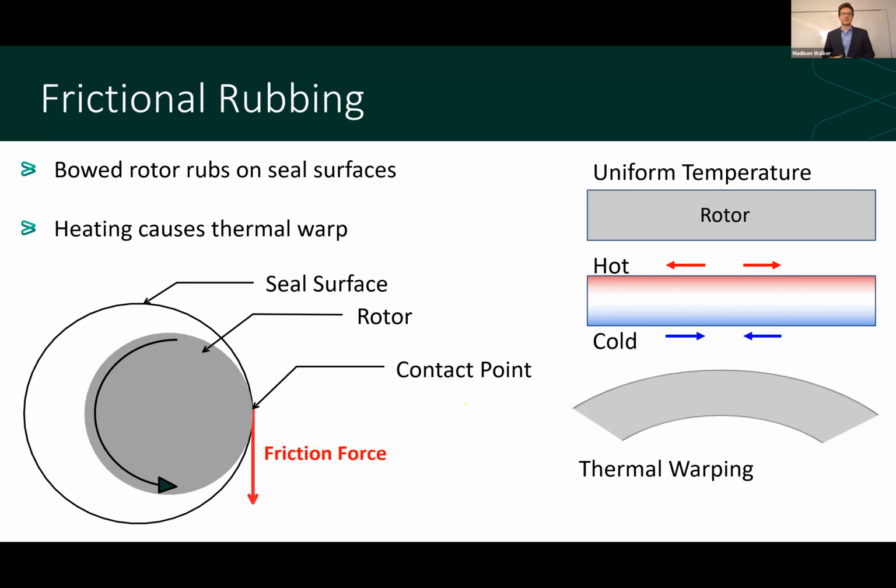These bowed rotors have the opportunity to rub on some stationary components like Abby mentioned. One such of these components is the seal. The high spot of the rotor will actually contact the seal and create a frictional force that will heat the high spot up in one specific location. This creates a temperature gradient where the high spot is hot and the other side of the rotor is cold, which actually causes a thermal warp in the direction of this hot area.